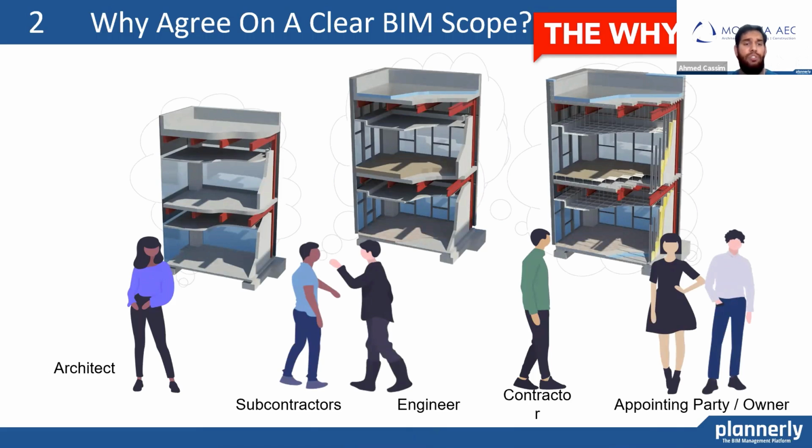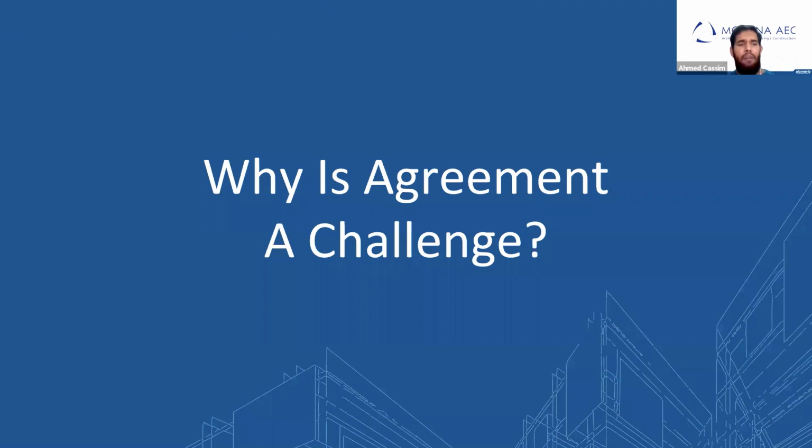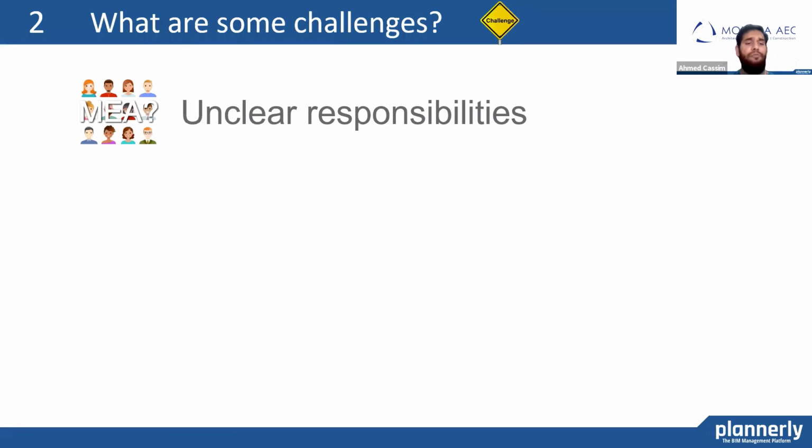We know that most project stakeholders usually have different BIM goals. Be they the architect, the engineers, or trade manager, everyone has their own idea on what their BIM would include. But why is agreement between these stakeholders so difficult? We hear from project teams that these are some of the challenges that they face.